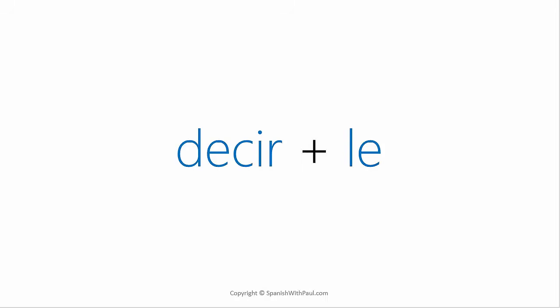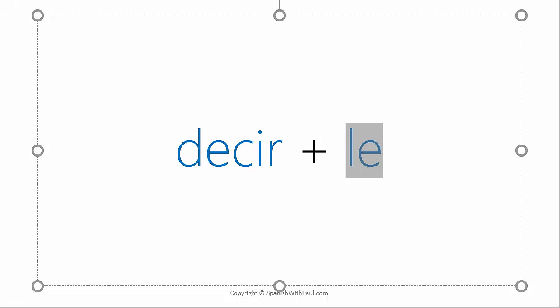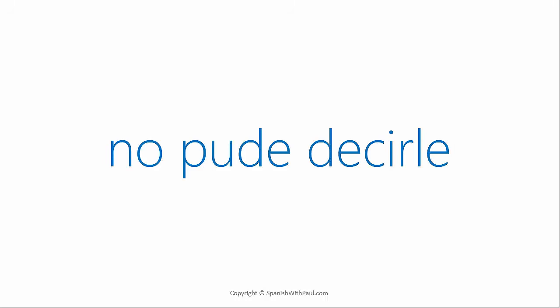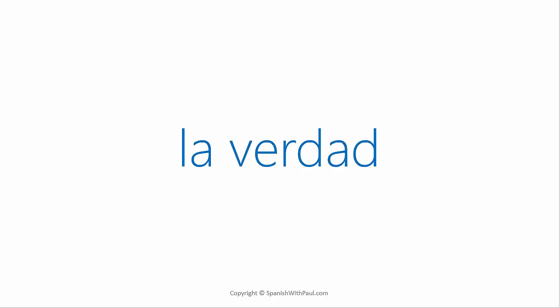To express to tell him or to tell her, we're going to use a different pronoun. We're going to stay with decir, the verb to tell, but we'll tag on the pronoun of le. This pronoun, le, means to him or to her. So we get the sound of decirle, to tell him or to tell her. Decirle. How would you say, I couldn't tell her? No pude decirle.